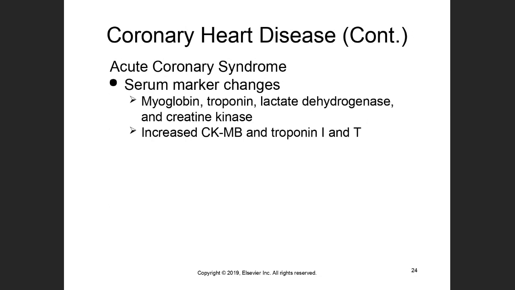Acute coronary syndrome, serum marker change: myoglobin, troponin. The ones that you always measure are the troponin and the CK-MB, okay? So those are the ones that you mentioned, CK-MB and troponin I and T, okay?